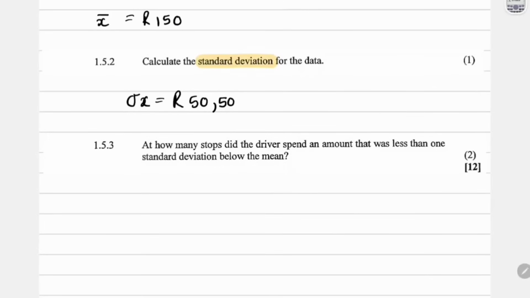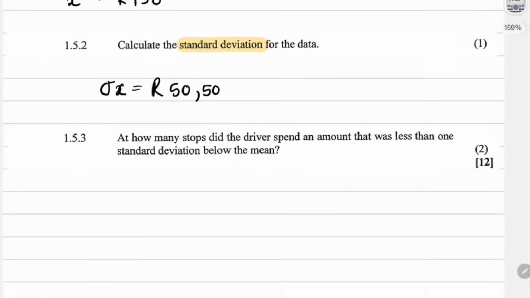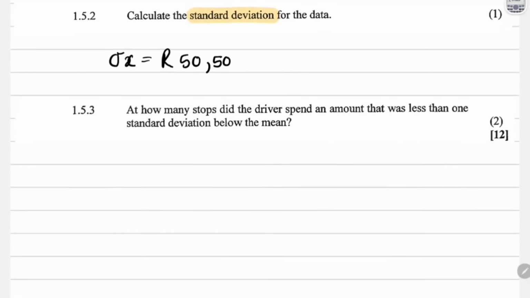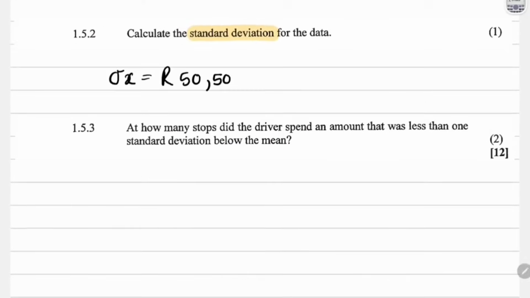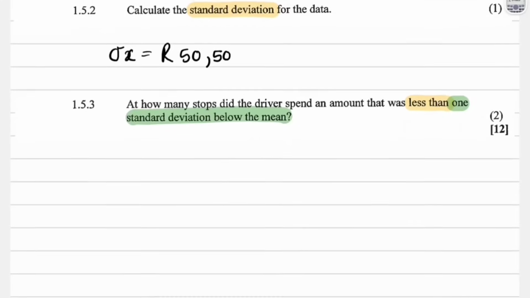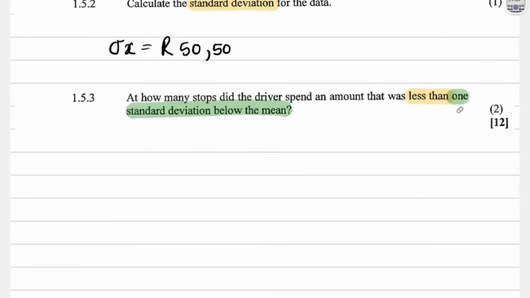So the last question for question 1 is, at how many stops did the driver spend an amount that was less than 1 standard deviation below the mean? Okay, so we have worked on questions like these in the past already. So you're going to have to think about it like this. They want you to tell them how many stops are you going to have in this data, right? That is going to be less than 1 standard deviation below the mean. So let's first focus on finding out what exactly 1 standard deviation below the mean looks like. So you're thinking about that.